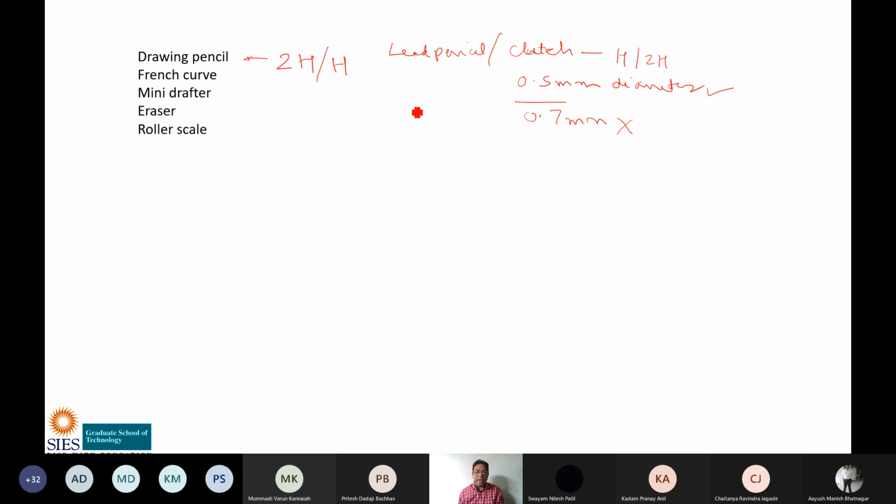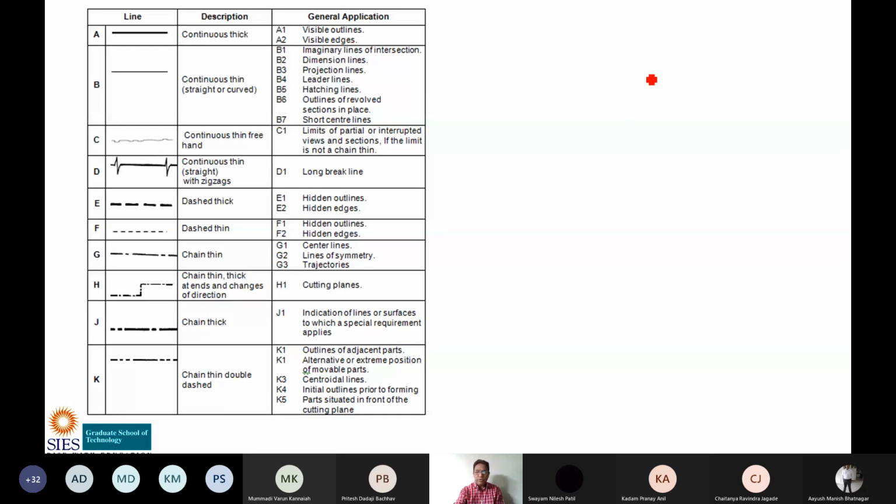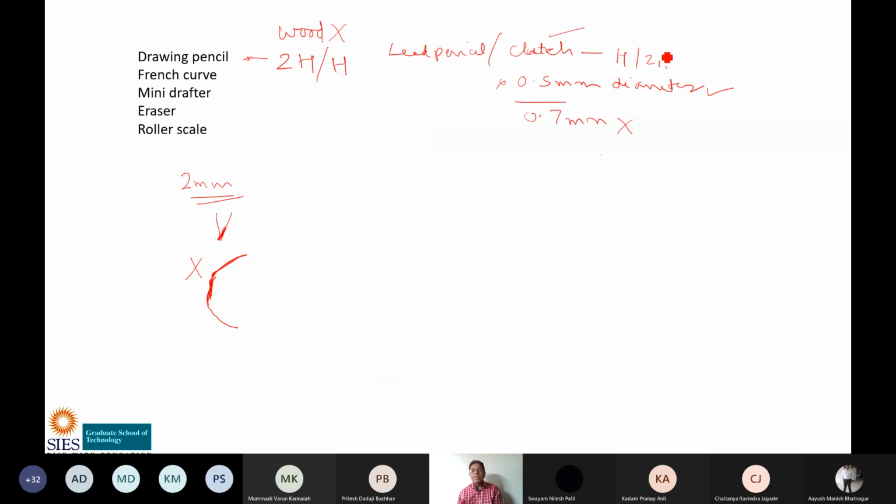Okay, I don't suggest you purchase the wood pencil which kids use in their school. Don't purchase this. Either go for H and 2H. Now when you go for H and 2H pencil, what will happen? This lead is hard. Now since this is hard, and HB is soft.